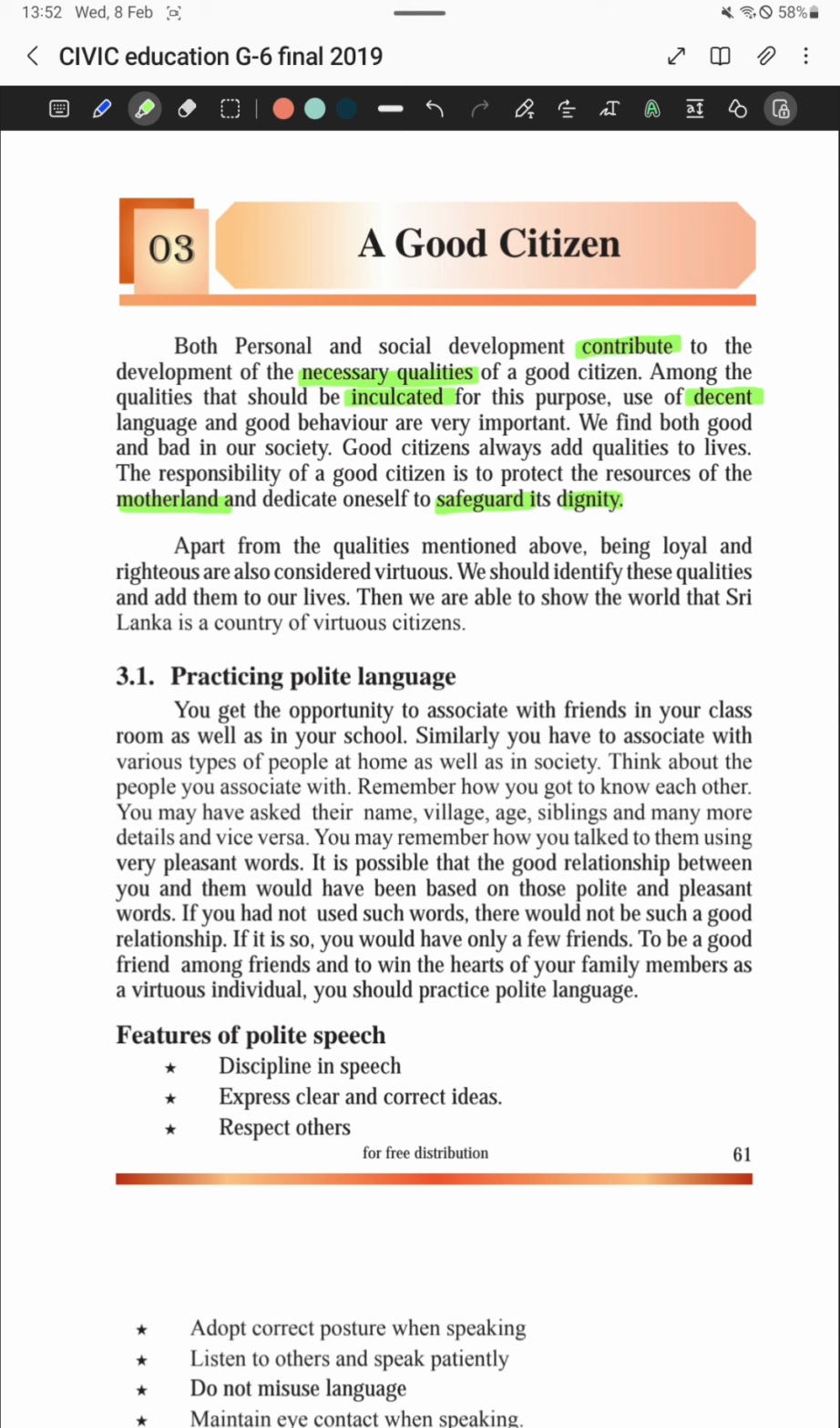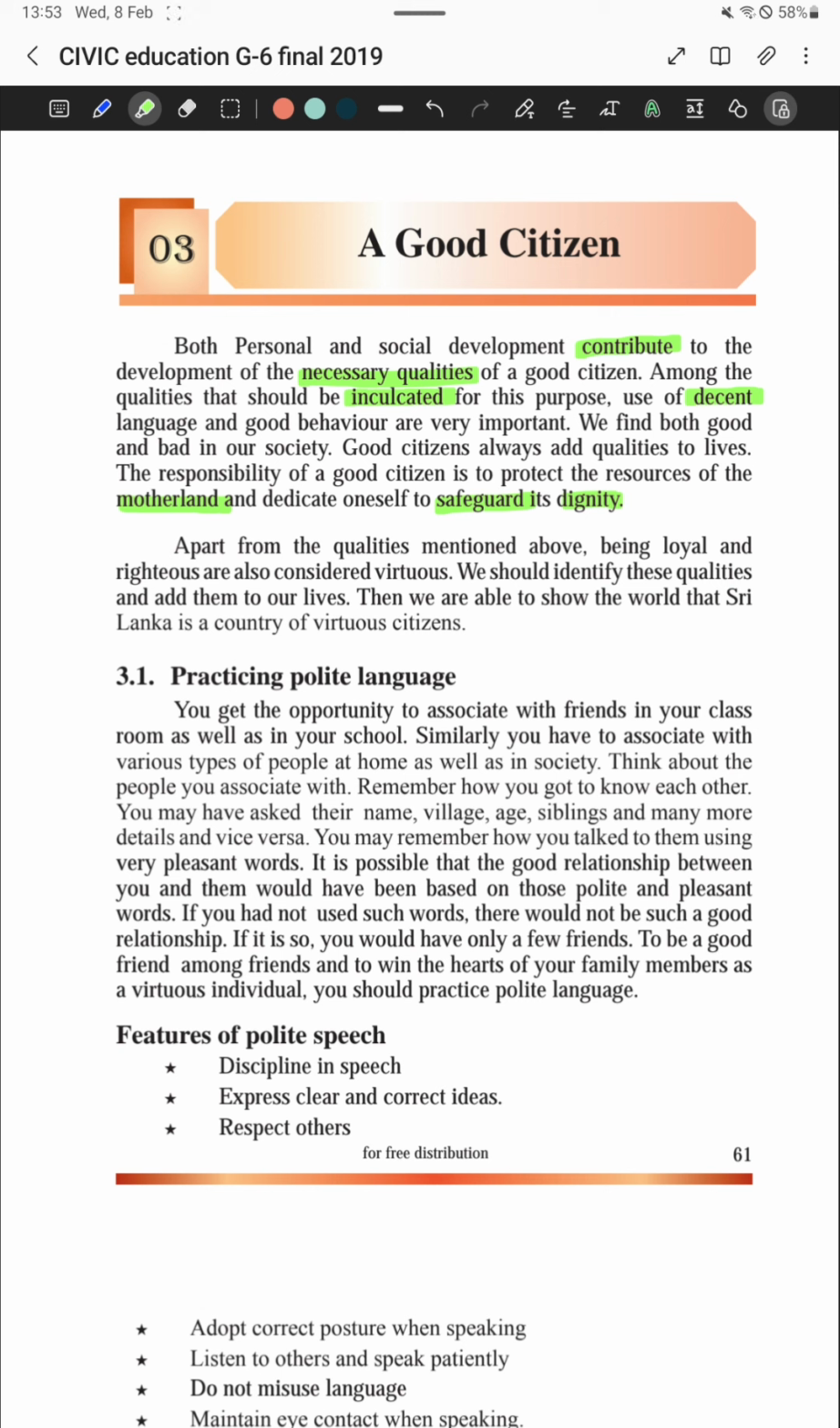You must behave as a good citizen. Don't do these bad things. So that is the thing that you must know. Again, find good and bad in such. You must know this one also. You should know, you can't make everybody a good person, right?